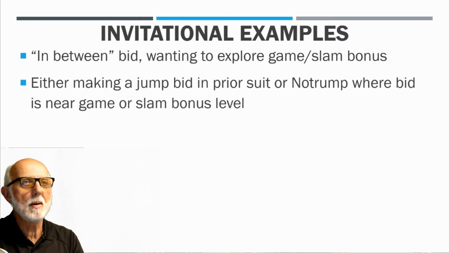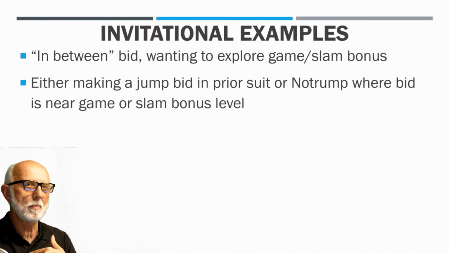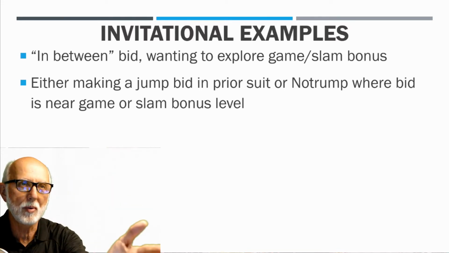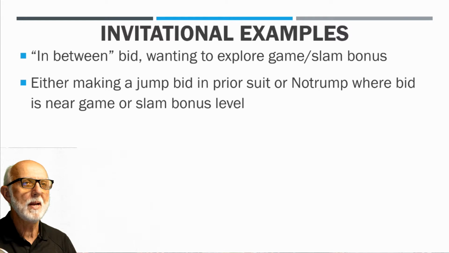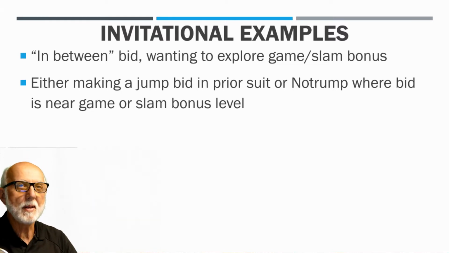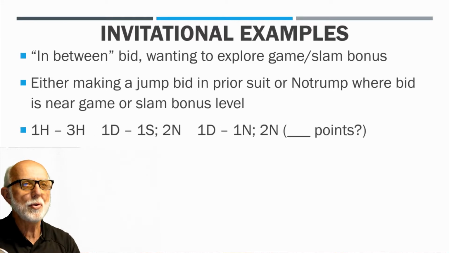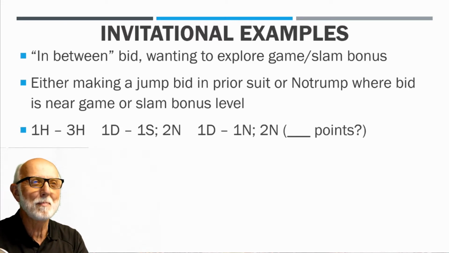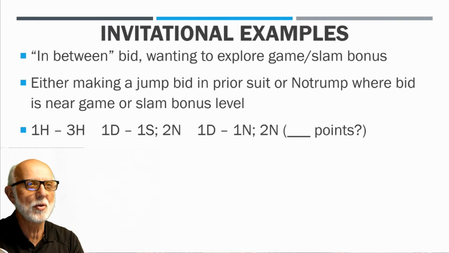Okay, and we're either going to be making a jump in our suit bid, like one heart, you go 3 hearts, or it could be where it's prior suit, or if it's no trump, it could be like one no trump, you go 2 no trump. Or it could be that we're using these bids to have interest in slam, as we'll see. And I won't go through these so much because I want to have quite a bit of time to play the hands, but we saw these yesterday. I'll just go through them quickly.